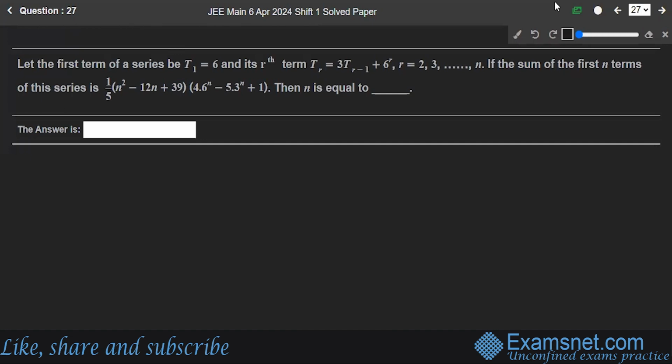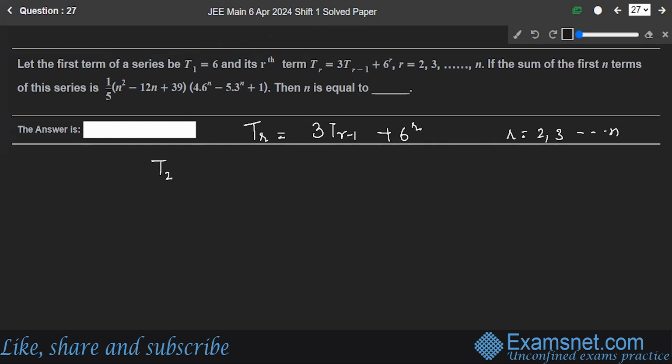Question number 27. Let the first term of a series T1 be equal to 6 and its rth term is given by this expression, where r is equal to 2, 3, it starts from 2, goes till n. If the sum of n terms of the series is given by this, then what is n equal to? All right, I'll start with the rth term. Tr is given to you as 3Tr minus 1 plus 6 raised to power r. So r is equal to 2, 3, so on till n.